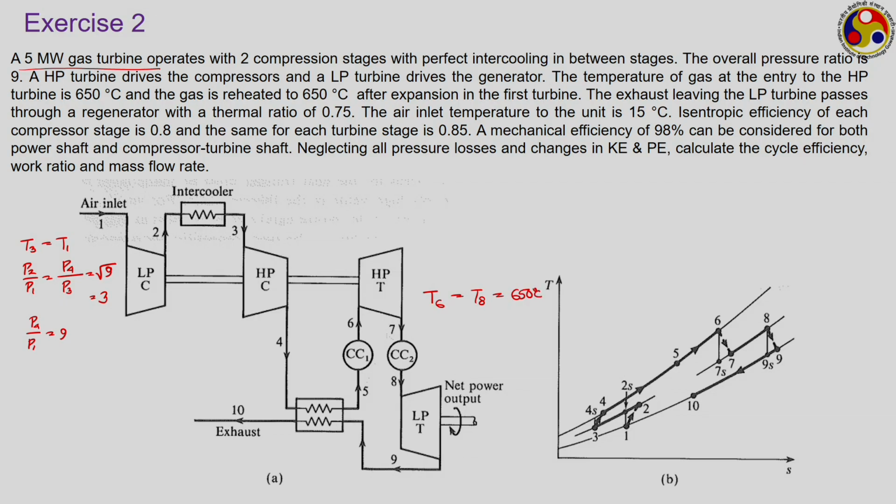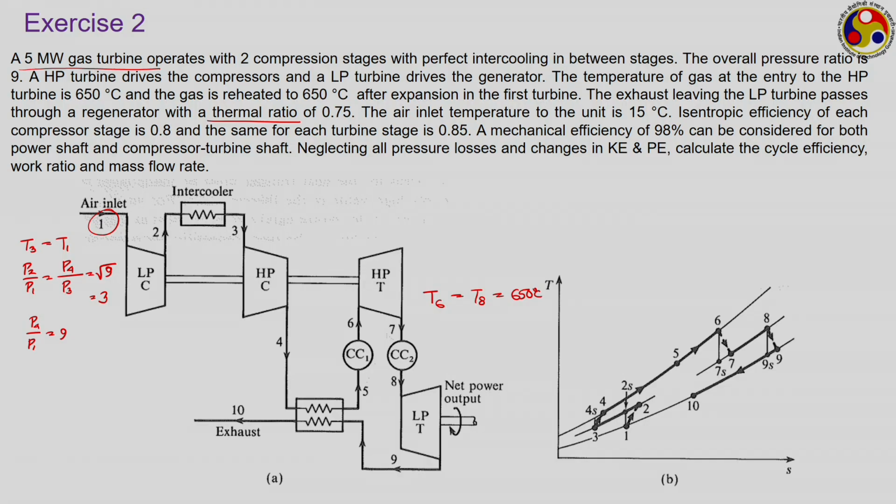The exhaust leaving the LP turbine passes through a regenerator with a thermal ratio of 0.75, or effectiveness of 0.75. I intentionally have used the term thermal ratio because though effectiveness is the common name, in several places thermal ratio is the one that we can see. So, the regeneration is done. The air inlet temperature to the unit is 15 degree Celsius, which refers to this state number 1.